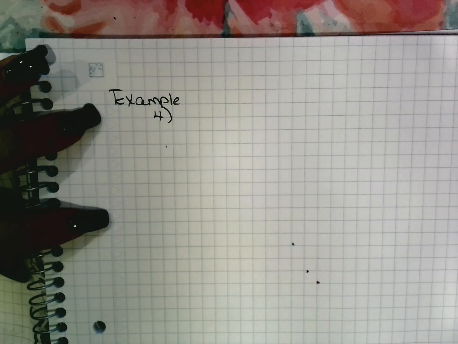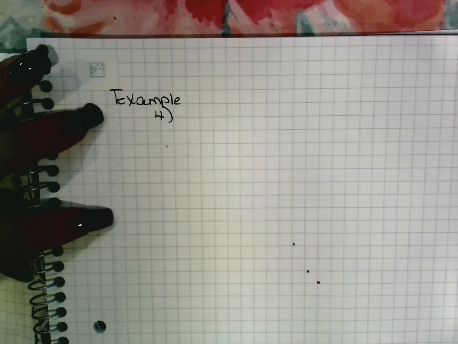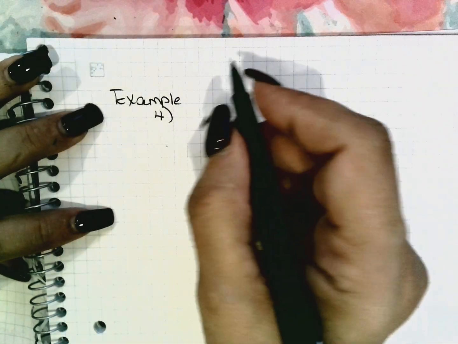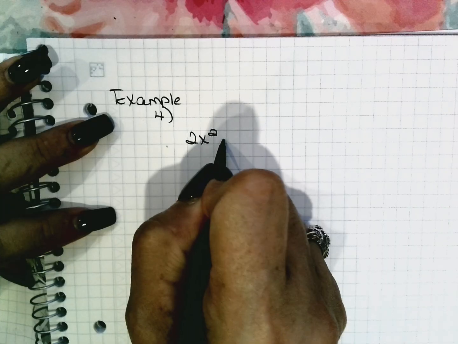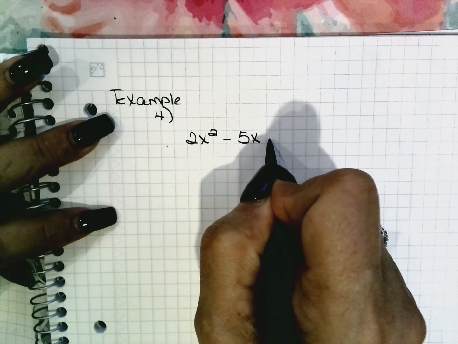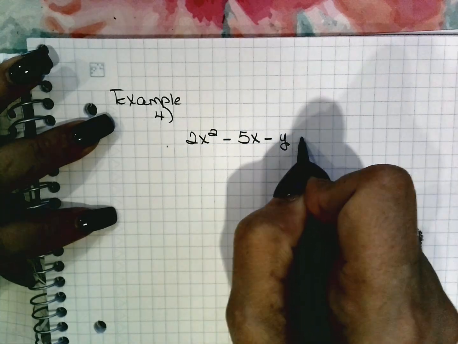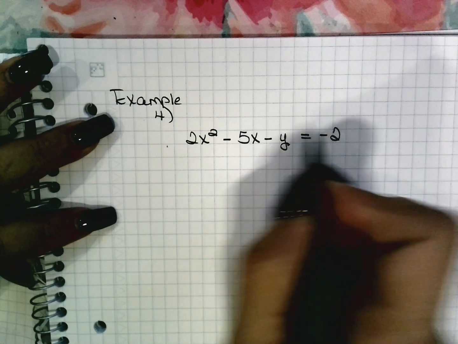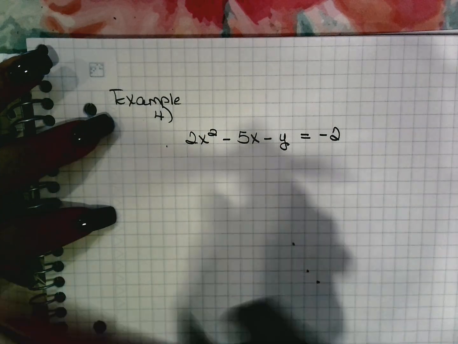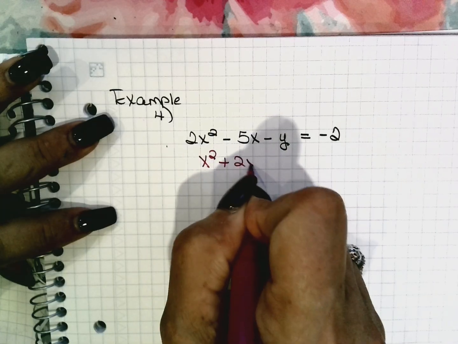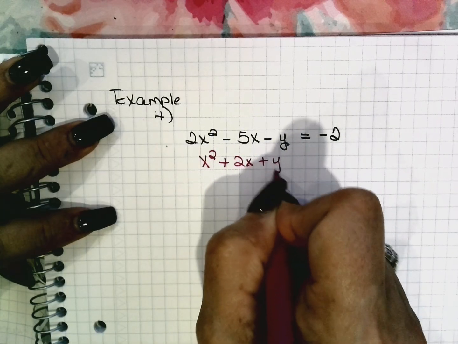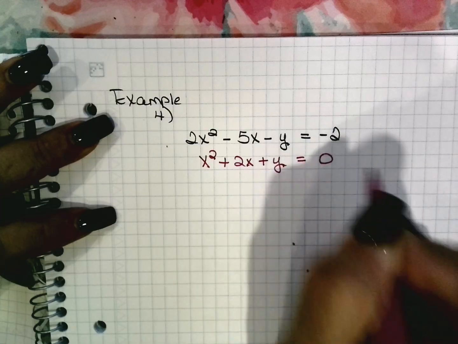Now here, I'm going to have two nonlinear functions. These happen to be two quadratics. I'm going to have 2x squared minus 5x minus y equals negative 2. That's one of them. And then the other one is x squared plus 2x plus y equals 0.